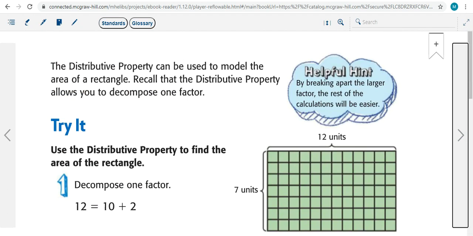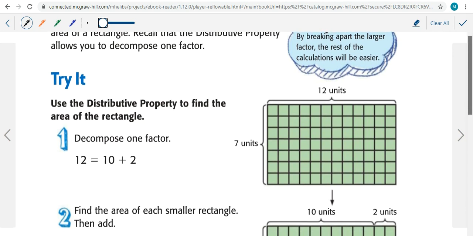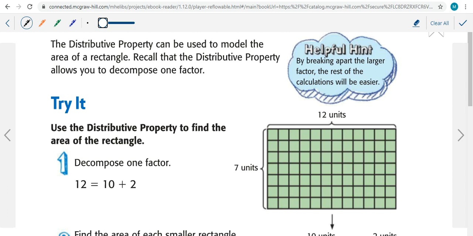Now, the distributive property can be used to model the area of a rectangle. Recall that the distributive property allows you to decompose one of the factors. Now, distributive property, we already learned it earlier. Remember in another chapter, we already reviewed what is distributive property. In the distributive property, you may decompose one of the numbers so you can solve the problem easier and faster.